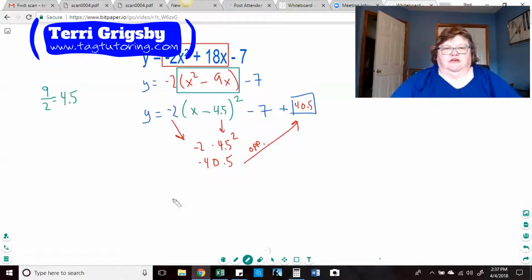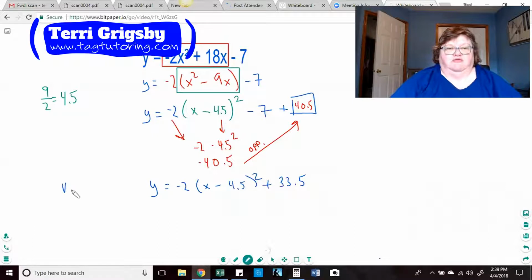Okay, so let's see what we've got here now. So we've got y equals negative 2 quantity x minus 4.5 squared. Now, if I do this last part, that gave me a 33.5. And that would be vertex form. It's a little bit trickier when there's a number in front, isn't it? But it's doable if you just remember to factor out that number first, then start taking half of things and do the opposite on the end.